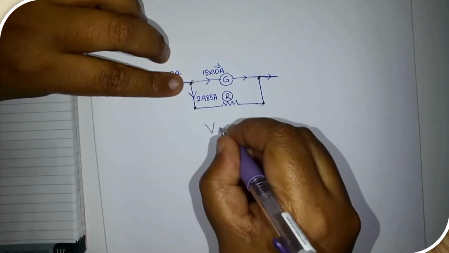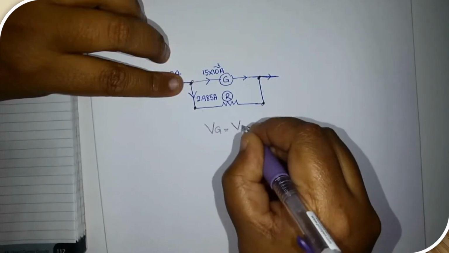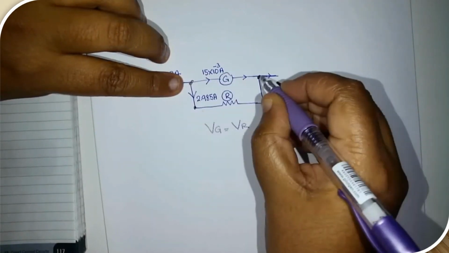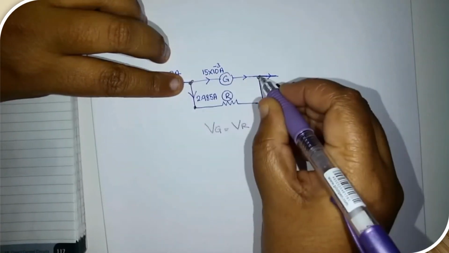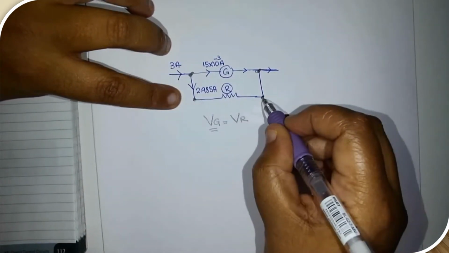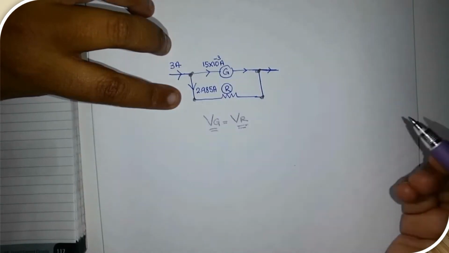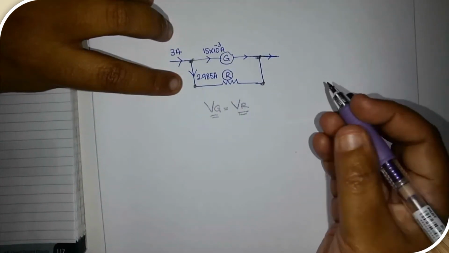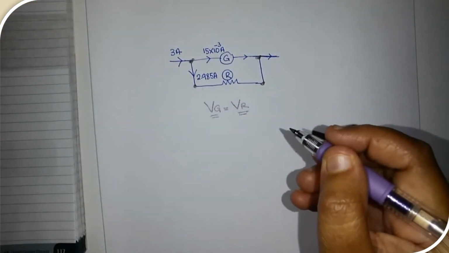So I'm going to write there VG equals VR. The voltage here to here, the potential difference from this point to this point, is called VG. The potential difference from this point to this point is called VR. Okay, so what is VG, class? VG is of course I times R.